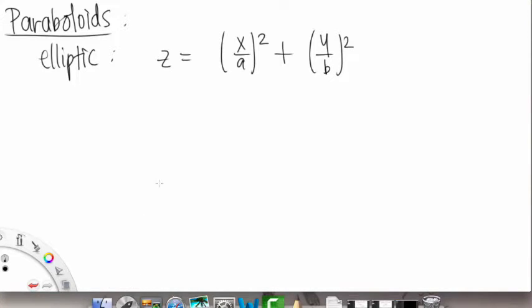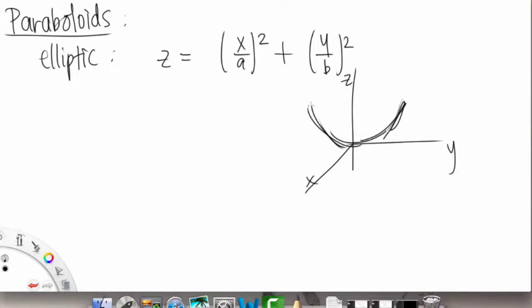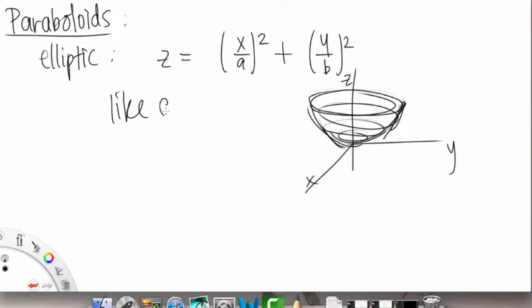Okay, so this one will look like a bowl, sort of. It's basically made of parabolas. So x, y, z. It's made of parabolas, something like this, but it also is made of ellipses. So it'll be like a bowl shape, and then going down there, all ellipses as well at the level curves. Okay, so this is like a bowl. And the other kind of paraboloid is a hyperbolic.